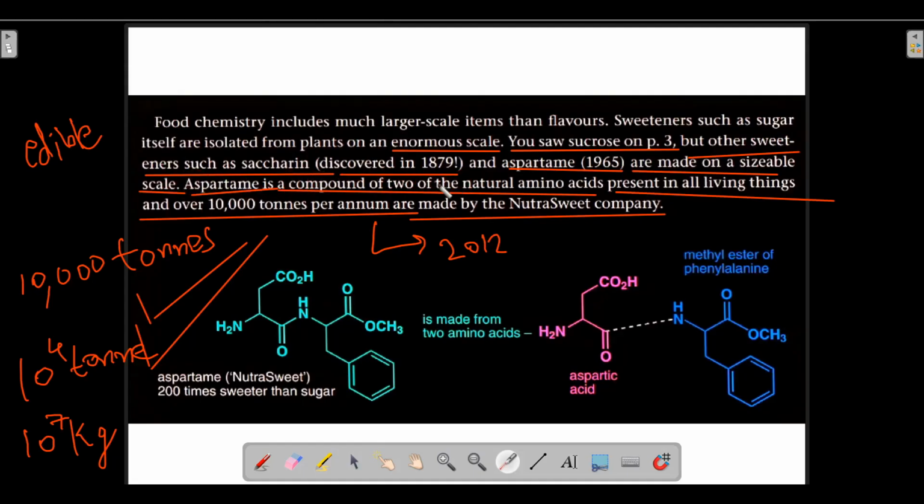So aspartame is a compound made up of two of the natural amino acids present in all living things. Aspartic acid is an amino acid present in living tissues, and phenylalanine is another amino acid present in living tissues. Aspartame is made out of these two natural amino acids, aspartic acid and phenylalanine.